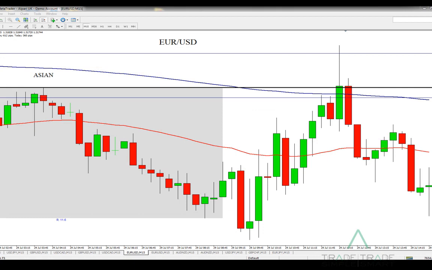Okay, so in this first example, we're looking at the euro dollar, where we have identified a high probability area for manipulation. This zone includes the high of the Japanese session. We also have the 0.236 internal retracement of the previous day's range, and we also have the 200 moving average.